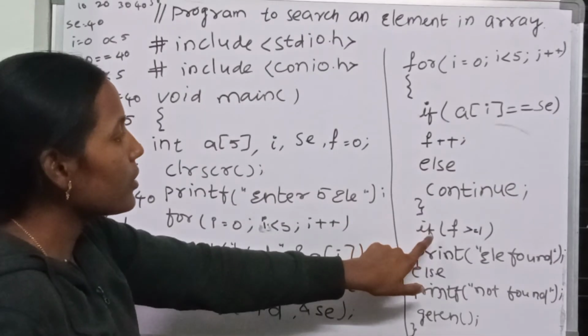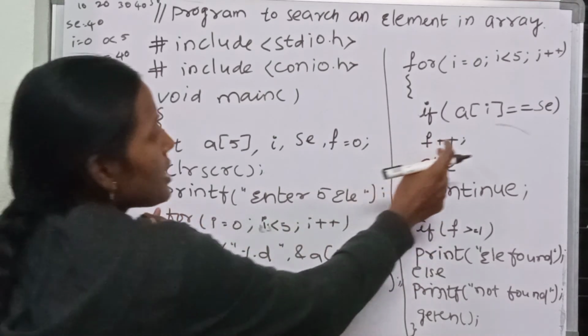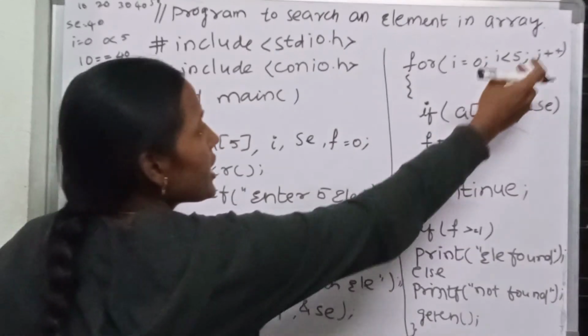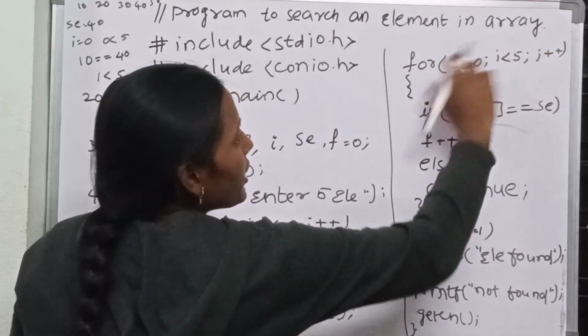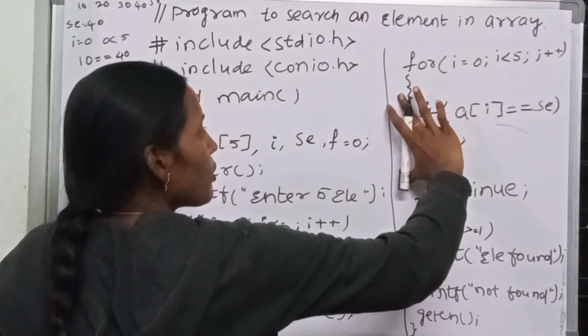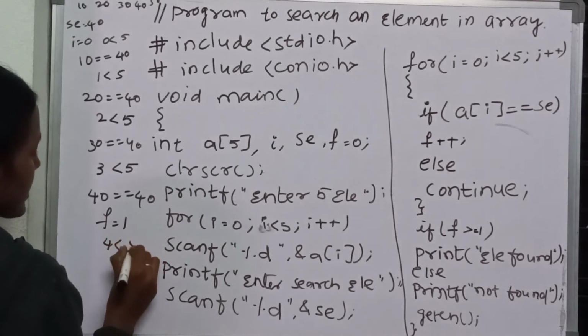Right? Now, okay, sorry. F++ means F becomes 1. Next, the else part will not execute. Anyhow, the for loop will be executed, that means the I value will be incremented after executing this block. So this block is completed. Next, I becomes what? 4. Is 4 less than 5?